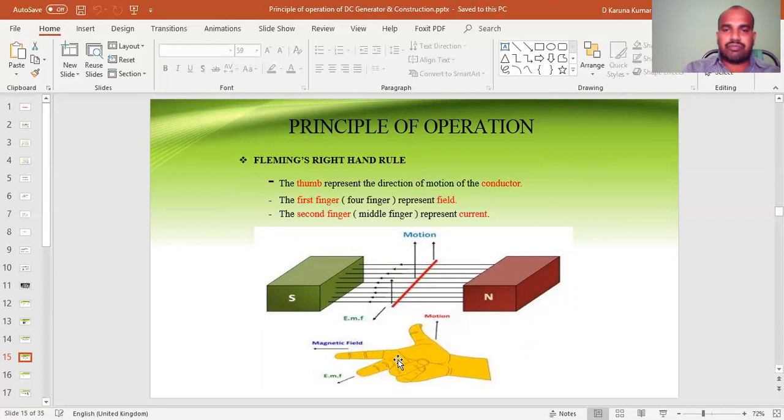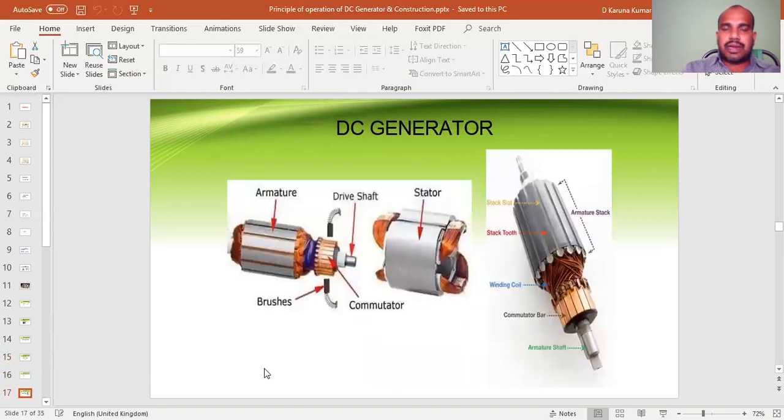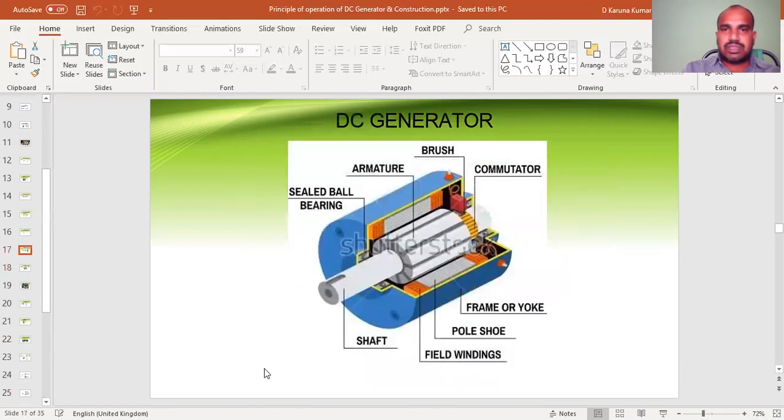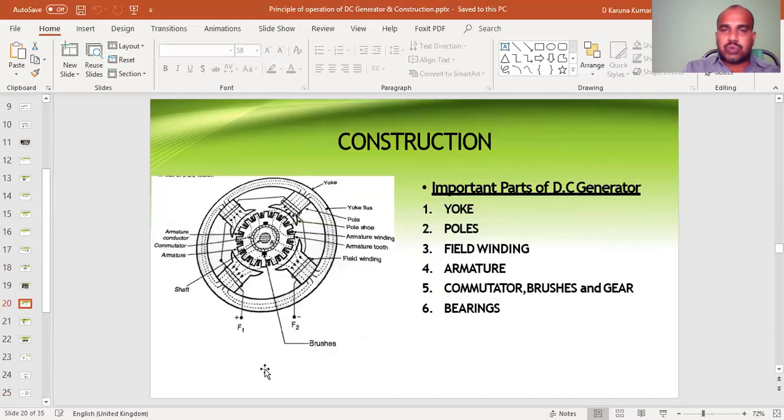Okay, the EMF. The DC generator converts the alternating current generated into unidirectional current. There are important parts of the DC generator: the first one is the yoke, the second is poles, the third is field winding, the fourth is armature, the fifth is commutator and brushes, and the last, sixth, is bearings.